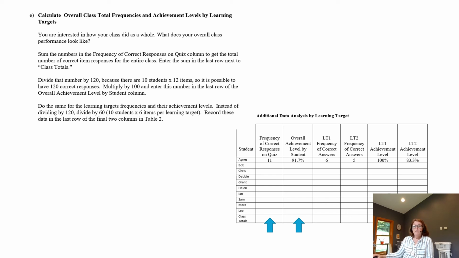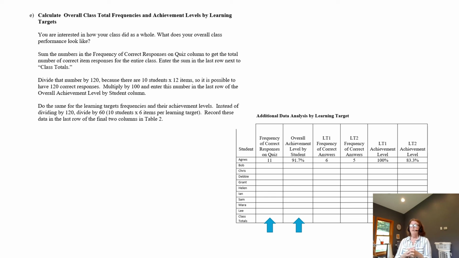And then you're going to take that number, don't average the percentages, take that number that's in the first column and divide it by 120. Why? Because there are 12 questions on the quiz and there are 10 students. So there are possible 120 correct responses. Now you're not going to have 120 correct responses, but remember that's the total possible.